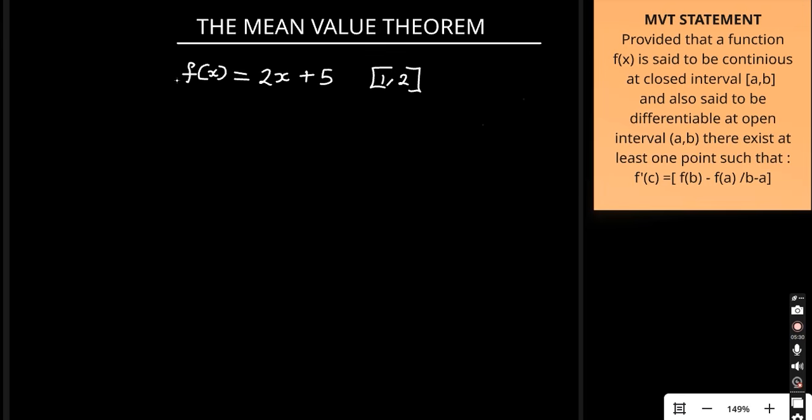Now, how can we check if this function f of x is continuous at this point? Let's call this point A, and let's call this point B. To test that, we're going to find f of A, and we are going to see if f of A is defined. A is 1, so this is going to be 2, and wherever we see x, we replace it with 1, plus 5, and this gives us 7. So 7 is a number which is defined on our real line. Therefore, we can say that f of A exists. We can also try for f of B, and it's also going to exist.